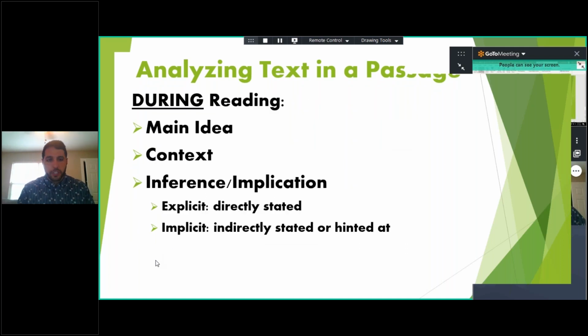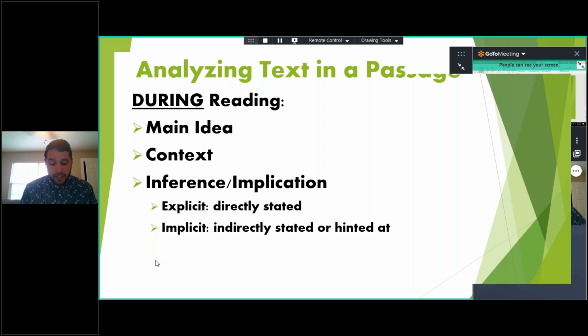So during the reading, you're diving into the passage, you start reading, you've already read the title, you've already kind of thought about the purpose of the writing, the type of writing it might be. And so now you're reading, and the first thing that you want to do is find the main idea. So the main idea is the most important idea in the reading. It's usually going to be stated in one sentence within the passage.